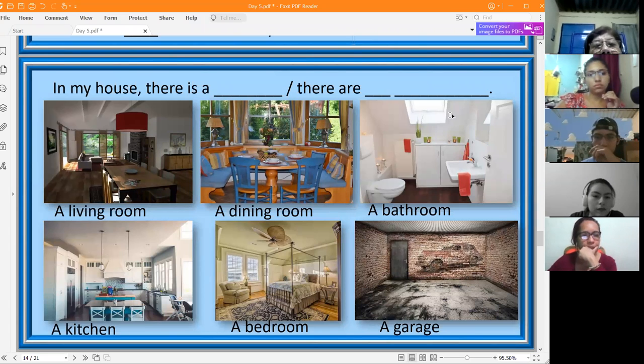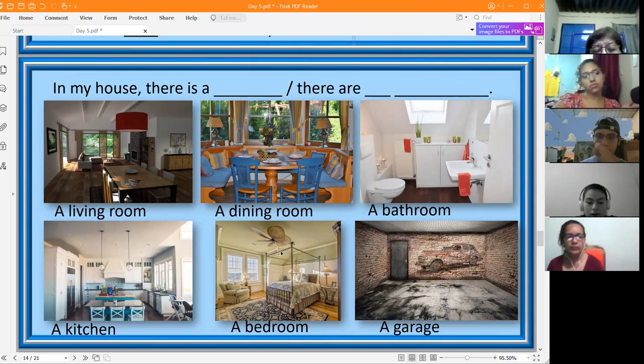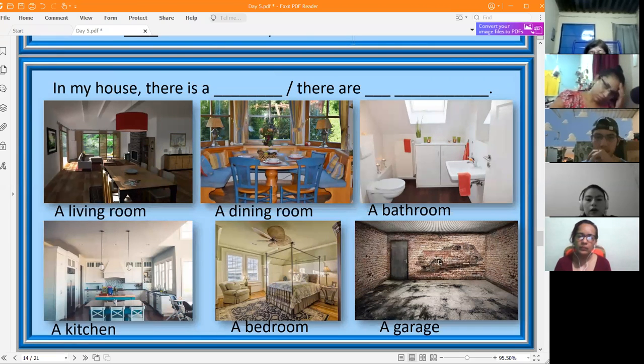Look at the house. So you tell me about your house. In my house, there is a living room. There is a dining room. There are 2 bathrooms. There is a kitchen, there are 2 bedrooms, the other is half a bedroom, so there are 2 bedrooms, and there is no garage. I don't have a garage. My car is in my sister's house, no garage.